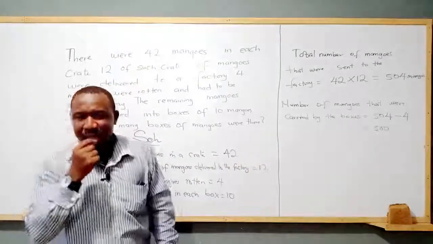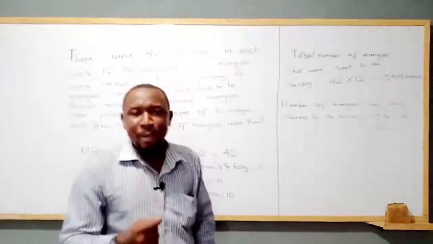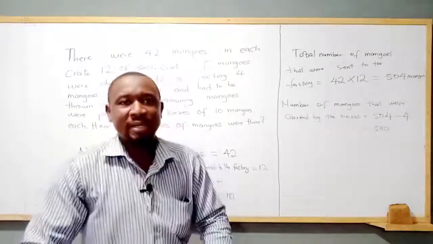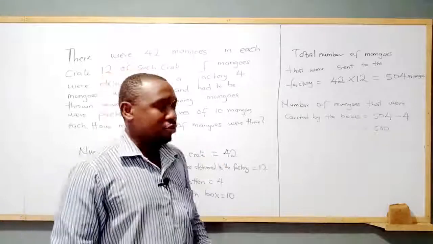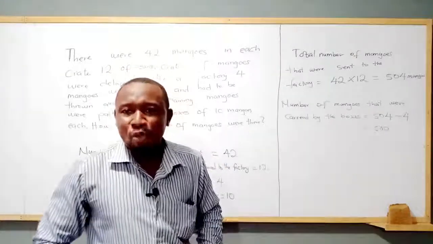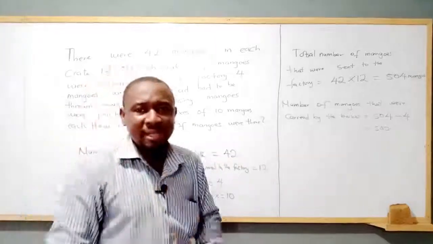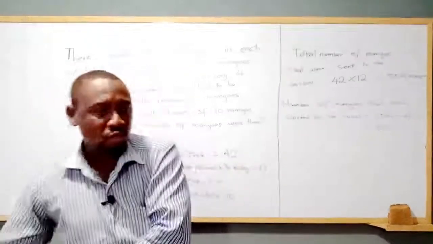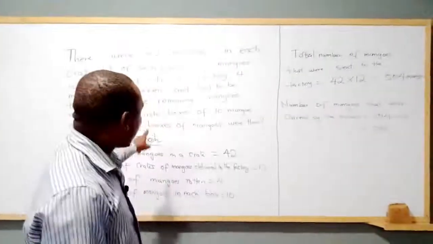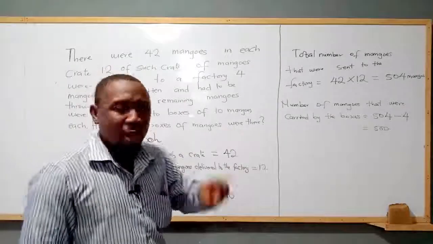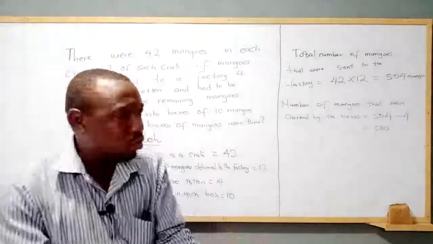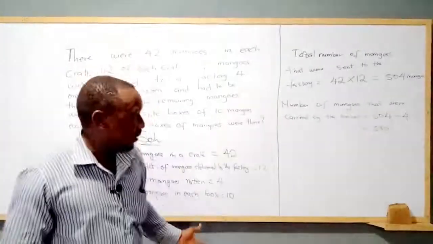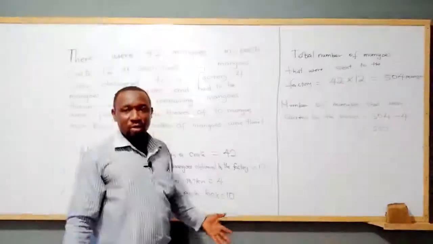But the logic here is that when people sent the mangoes there, they delivered the mangoes at the factory. But they sent the mangoes in crates, and boxes were made available to contain the mangoes in the processing unit. So the question now is, how many boxes of mangoes were there? How many boxes of mangoes can carry 500 mangoes? That is the demand of the question.